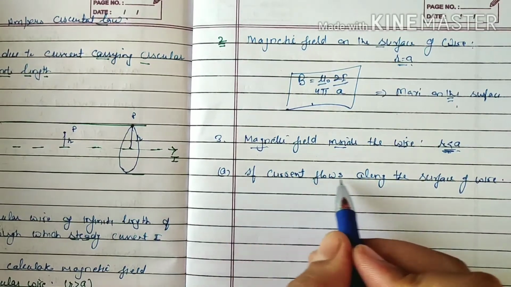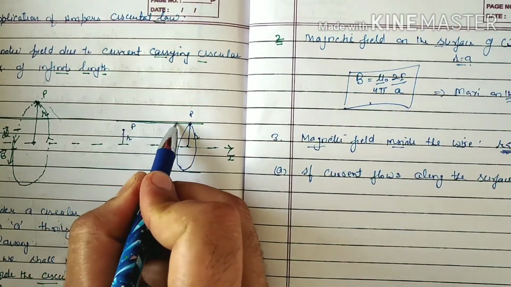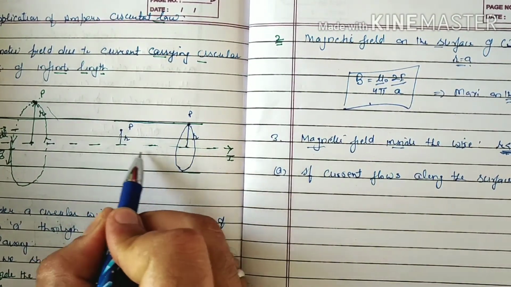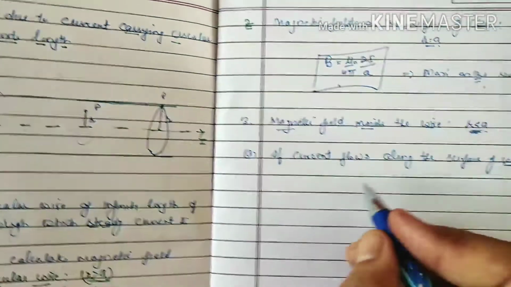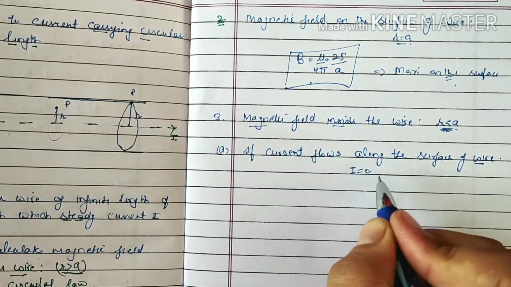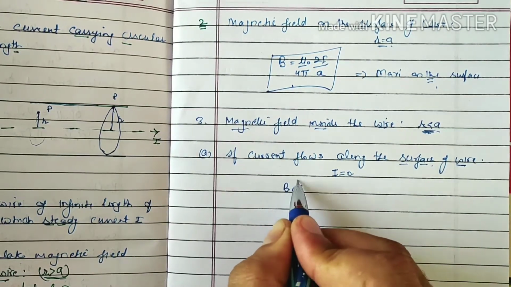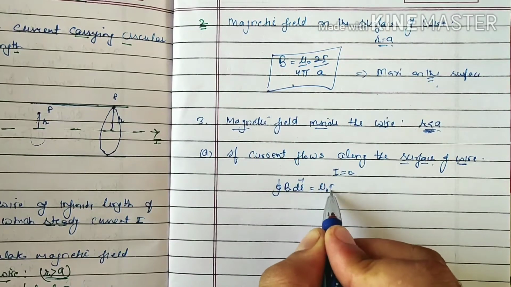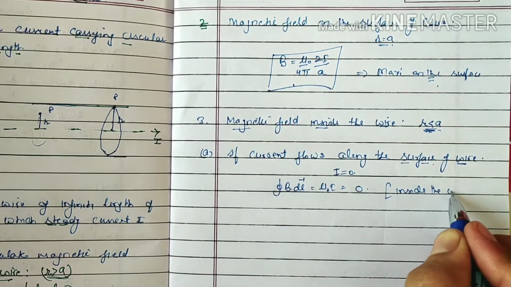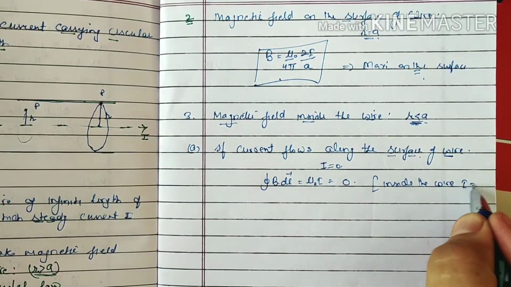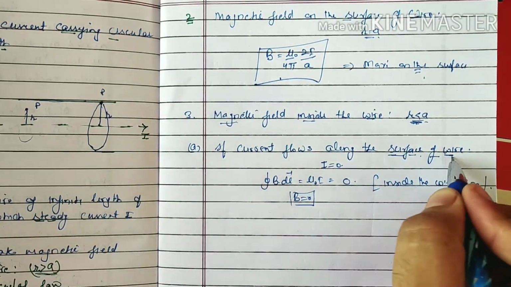The first sub case is if current flows along the surface of the wire. That means when the current flows along the surface of the wire, not inside it, there is no current flowing through any cross-sectional area inside the wire. So we can say that I is equal to 0, because current flows only over the surface of the wire. Then the magnetic field, mu naught I, is equal to 0 because inside the wire I is equal to 0. So the magnetic field is equal to 0 when current flows along the surface of the wire.